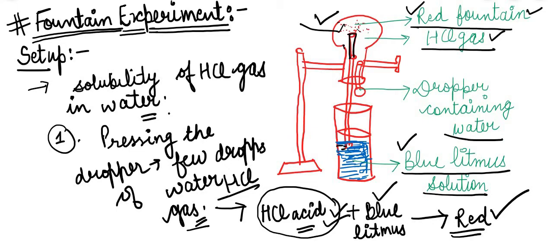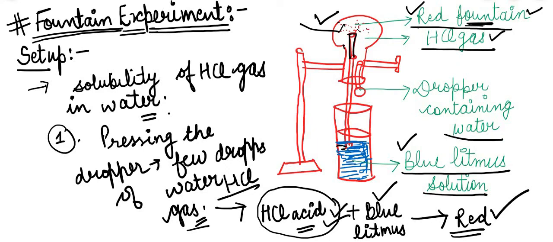This red color coming in the form of that fountain is due to this thing. And the very important question is how this blue litmus comes on the upper portion, because it is present in the downward portion. How is this blue litmus coming up to the upper portion? That is the question mark here.